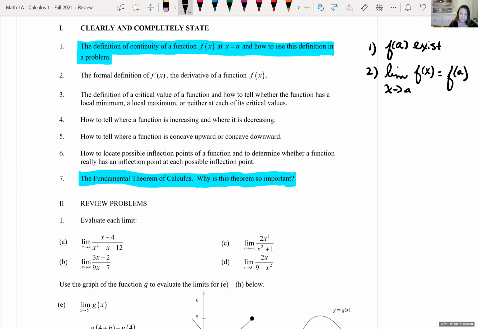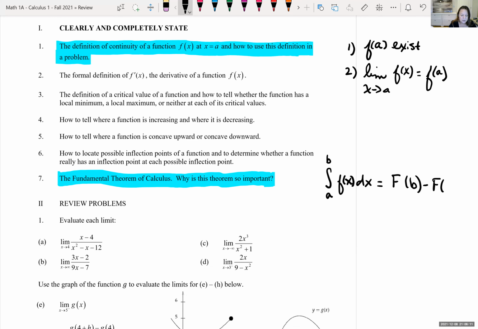One of them was if we had the definite integral from a to b of f of x dx, this was equal to the antiderivative evaluated at the upper bound, F of b, minus the antiderivative evaluated at the lower bound.